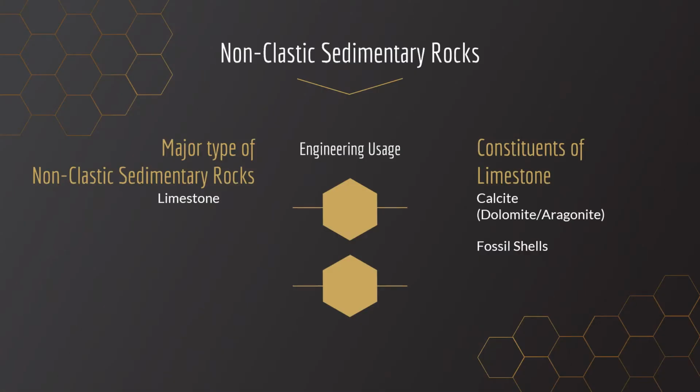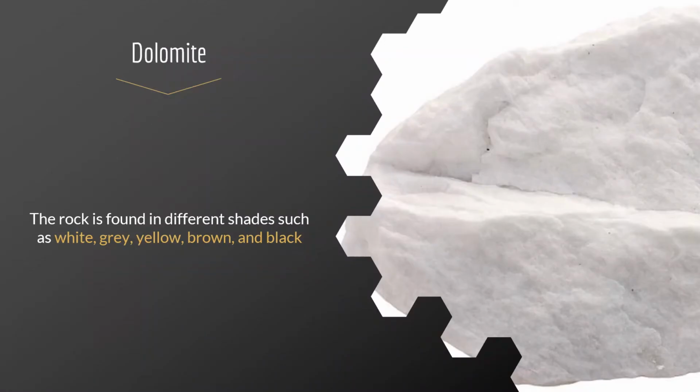And the second type of sedimentary rock we have, so those were all plastic sedimentary rocks, and now we have the non-plastic sedimentary rocks, like limestone. So limestone is the major type of non-plastic sedimentary rock. Calcite is the dominant constituent of limestone, with dolomite and aragonite in subordinate amounts, with occasional presence of few quartz grains. On the next slide, we'll see that when dolomite content is more, the rock is called dolomite. The rock is found in different shades such as white, gray, yellow, brown, and black.